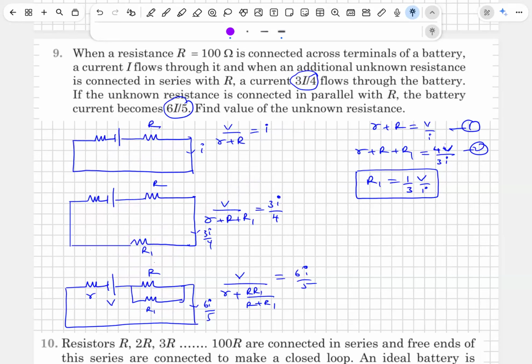When connected in parallel, this we know. So there are unknowns. What are the unknowns? R1, V, small r. Three unknowns, three equations. Any doubts?